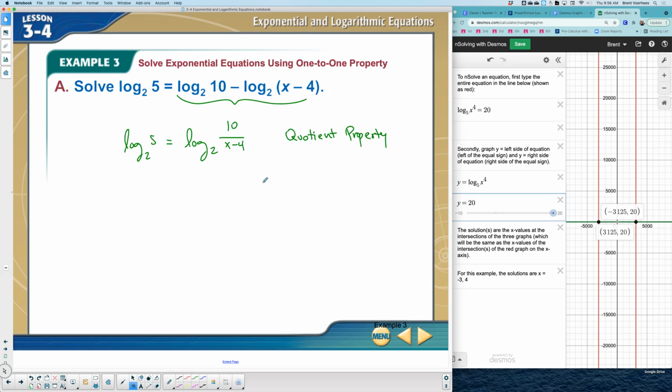And now I'll ask the question, how many logs do you see? 2. Both sides, they're isolated. So now we could do the one-to-one property. Say 5 equals 10 divided by x minus 4. There is the one-to-one property.